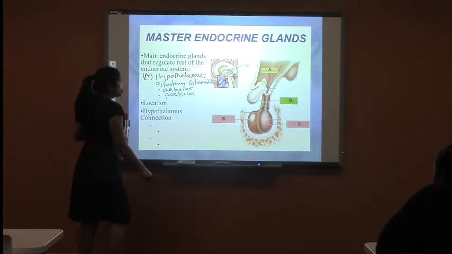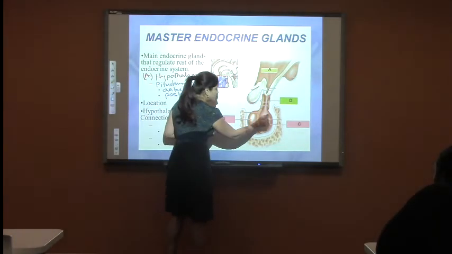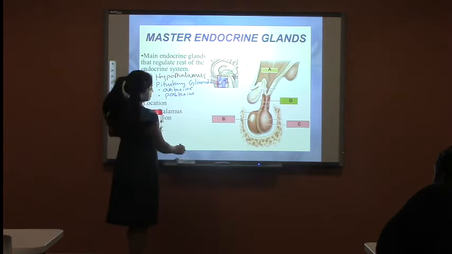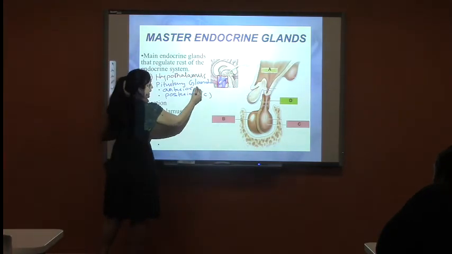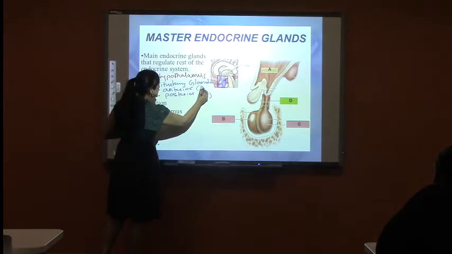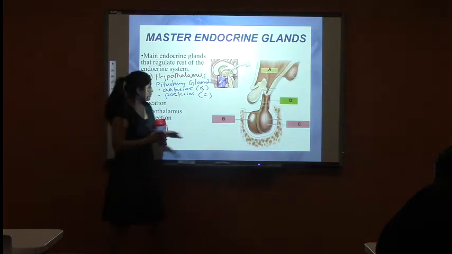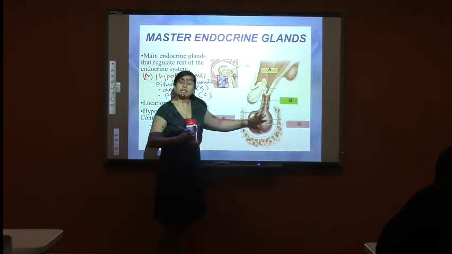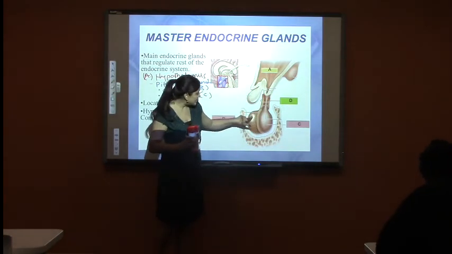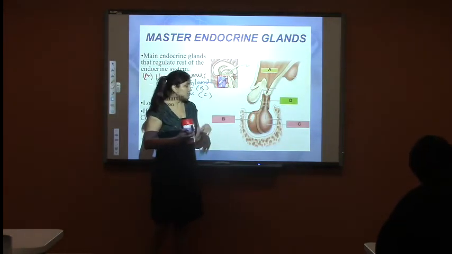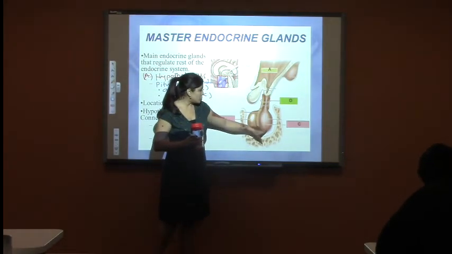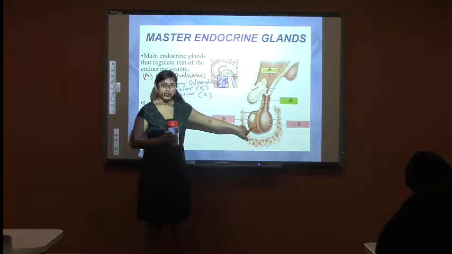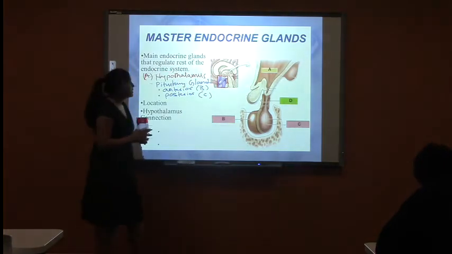Okay? So collectively, if I say C is posterior and B is anterior lobe. So right here, this entire structure is the pituitary gland, but you can see that it has two distinct lobes. This is the posterior lobe, and this is the anterior lobe.